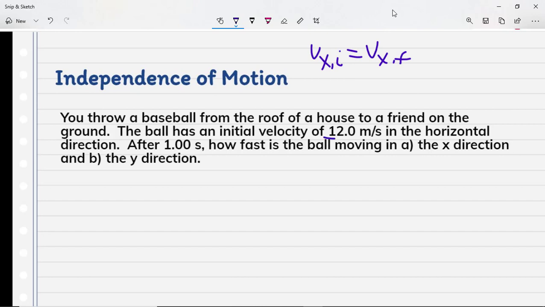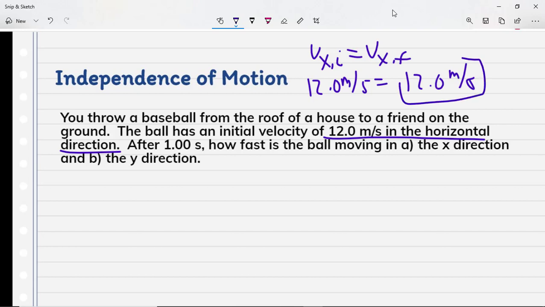Well, if the ball has an initial velocity of 12 meters per second in the horizontal direction, that means that this value here is 12.0 meters per second, which means that the final velocity is going to be 12.0 meters per second. Okay, so that one's easy to solve, especially if we're focusing on the X direction. Now, the Y direction is a little bit trickier. You throw a baseball, so the initial velocity in the Y direction is actually zero. Let's go ahead and get that formula up here. So the velocity of Y final is equal to the velocity of Y initially minus g times t.